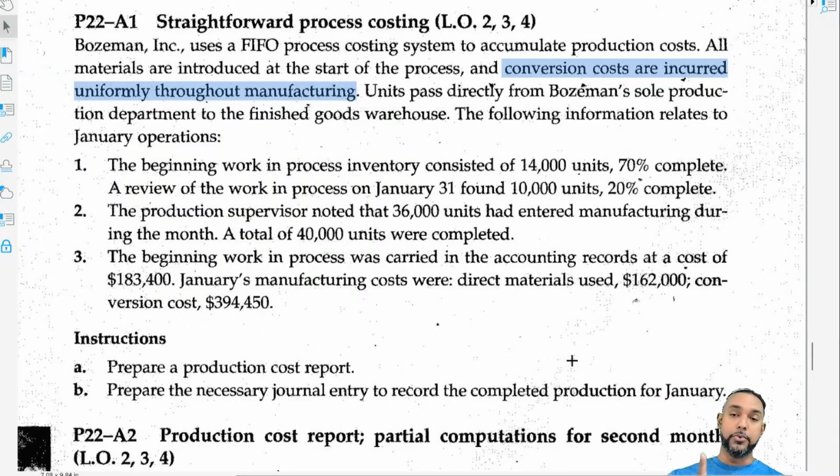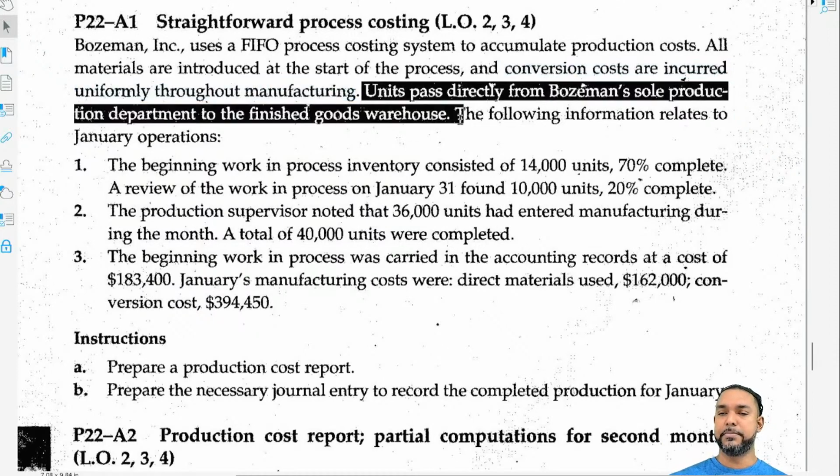So always look out for those specific assumptions, because that's how we are going to learn to do the process costing worksheet, the production cost report. And if anything's different, then we may have adjustments to make, right? There was one question that asked for a process costing worksheet that we were a bit lost as to how to do, because this is not the information we need, but we'll come back to that. Now, it says further that units pass directly from Bozeman's sole production department to the finished goods warehouse. So not much of a process, or not many steps in the process, I guess.